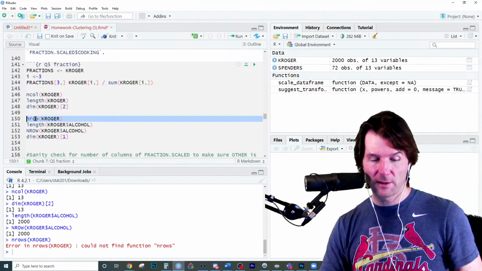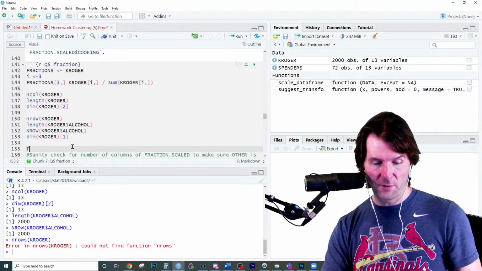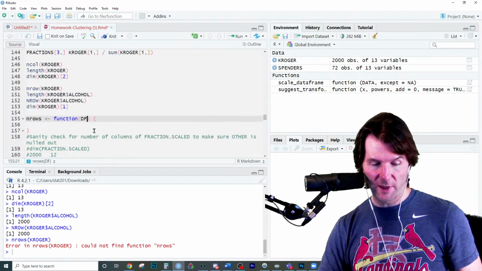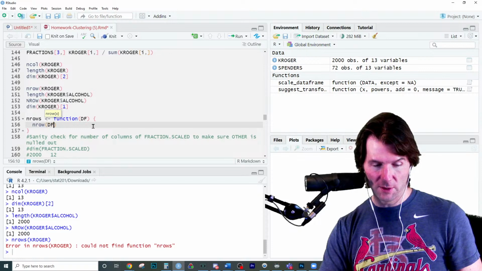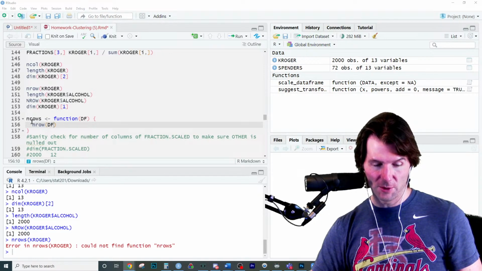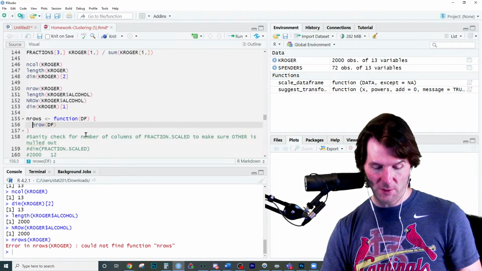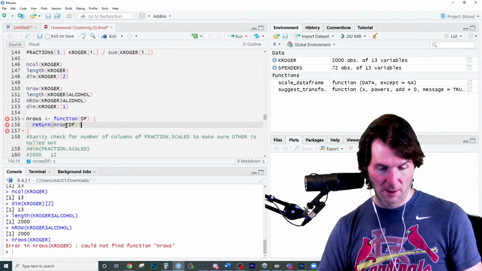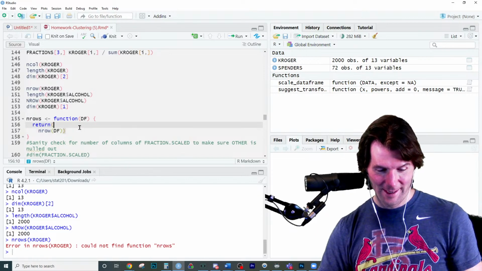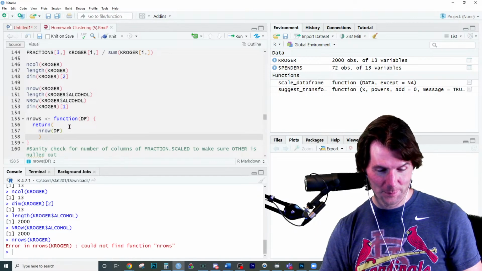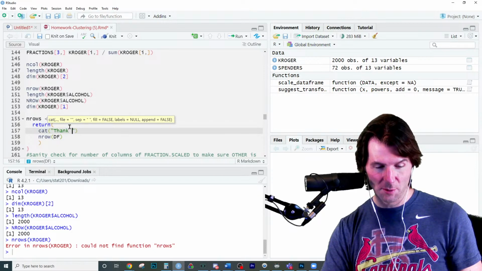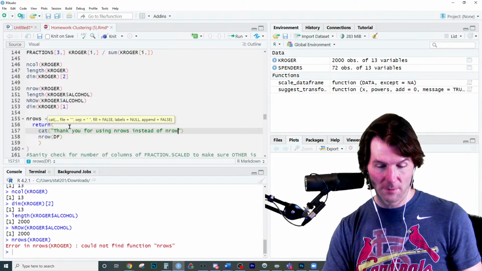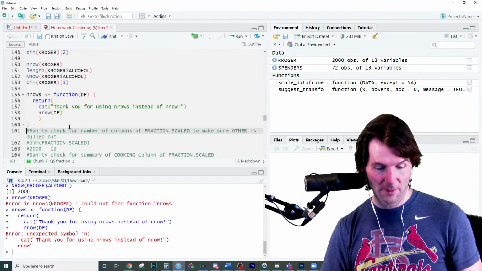But if you really want, what's this? Save a function into nrows, take a data frame, run nrow on the data frame, and we'll say return. Then we'll say return again, and we'll say thank you for using nrows instead of nrow. There we go.